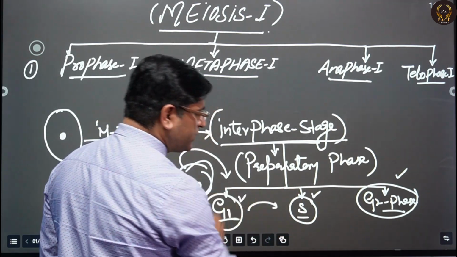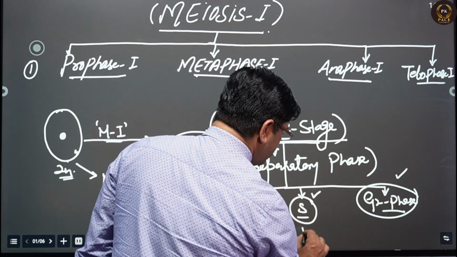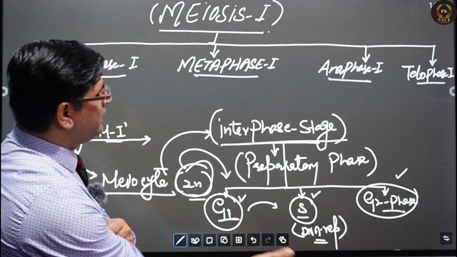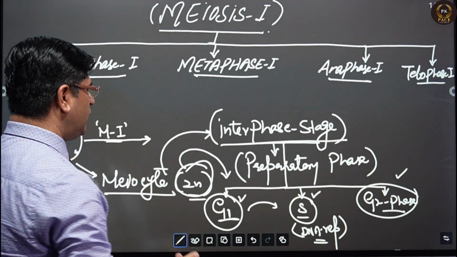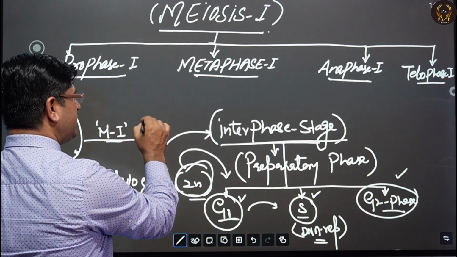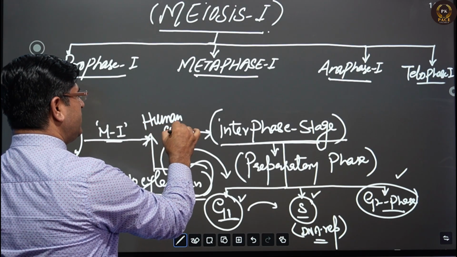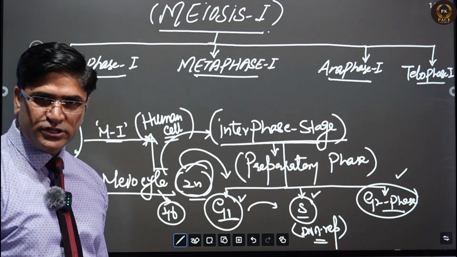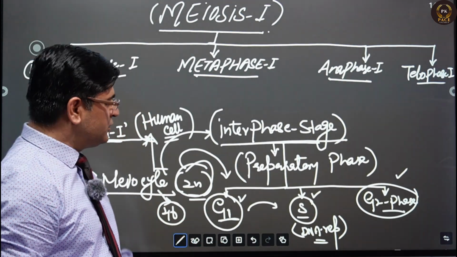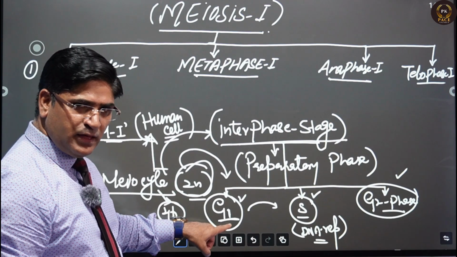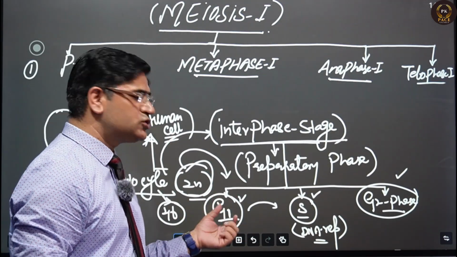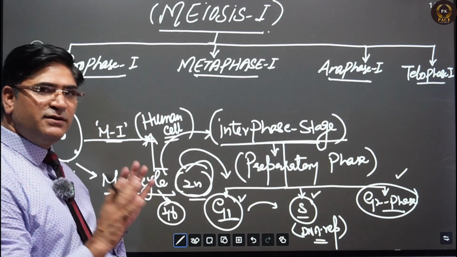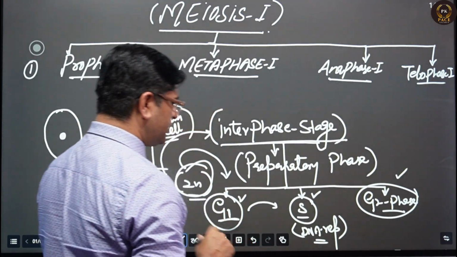Then the cell enters into the S phase, the synthetic phase. Here the DNA replication occurs. If I give you the example of a human cell which enters into the meiocyte, and that human cell has the diploid number of chromosomes, then this meiocyte will have 46 chromosomes, because it's a diploid cell. When it enters the G1 phase, the number of chromosomes remains the same and there is no DNA replication, so the amount of DNA is 2x, diploid.